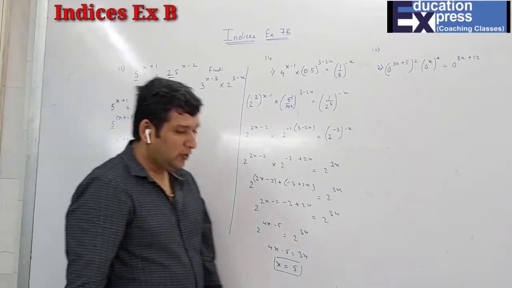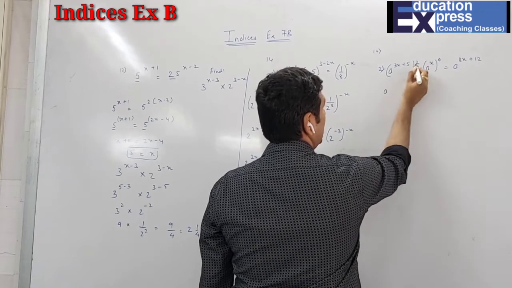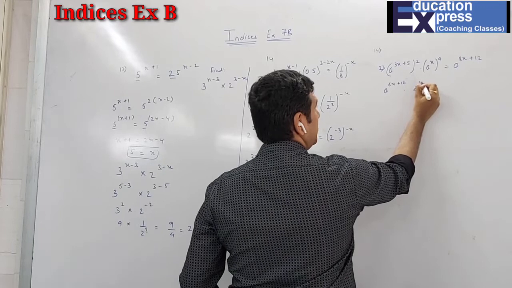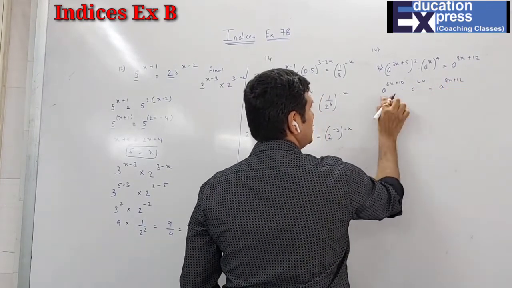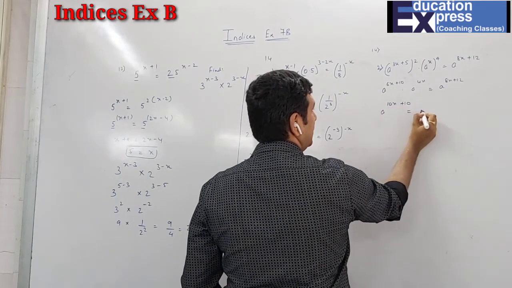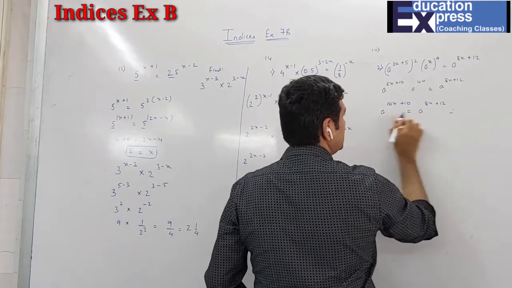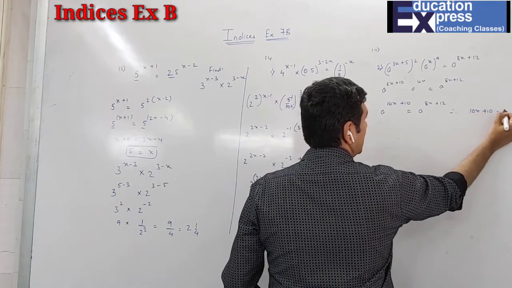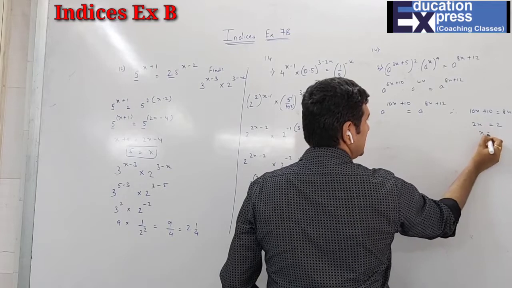14 the second. Very simple. a raised to 6x plus 10, a raised to 4x equals a raised to 8x plus 12. So bases are same. 6 plus 4 is 10x plus 10 is a raised to 8x plus 12. Therefore, as the bases are same, 10x plus 10 is 8x plus 12. So 2x is 2. Therefore, x is 1.